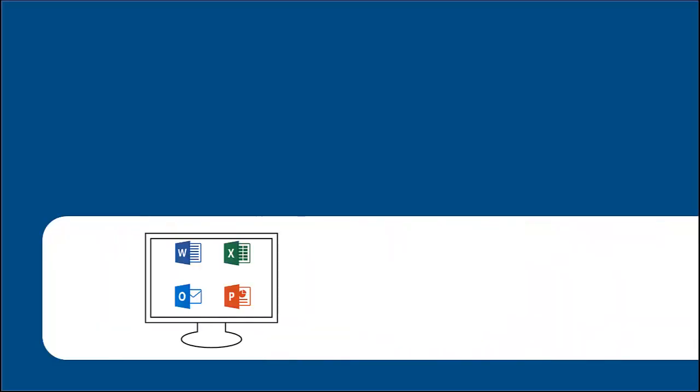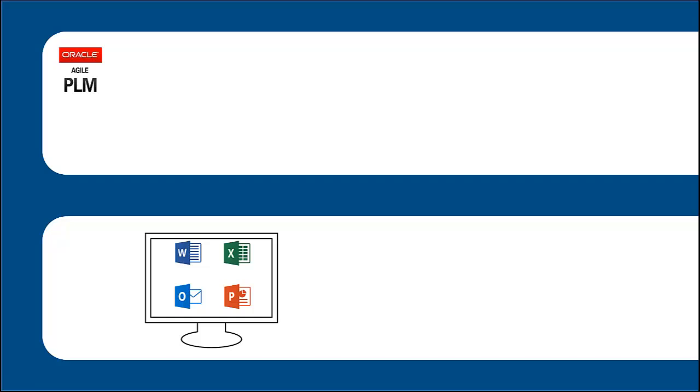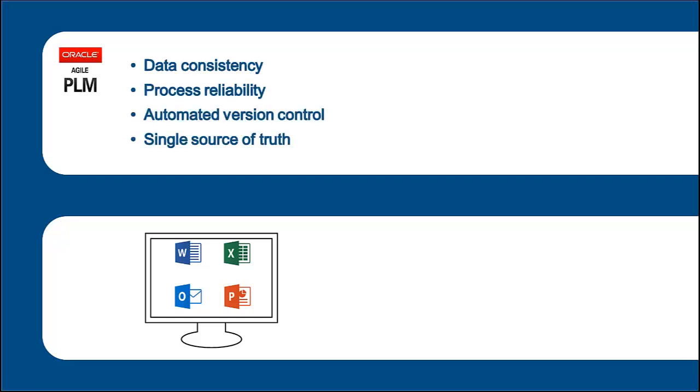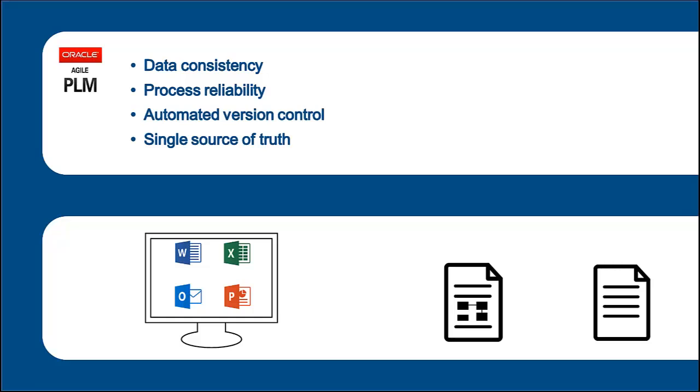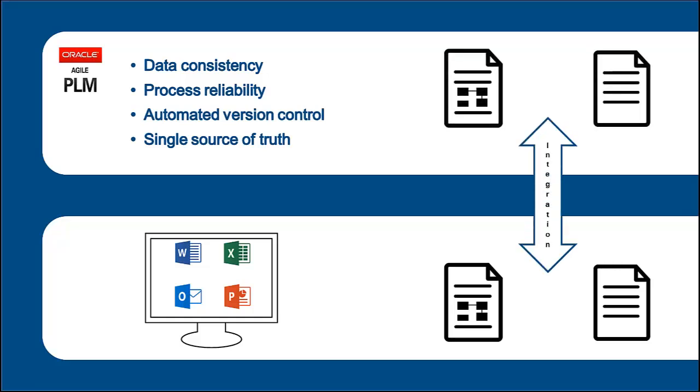Most companies use Microsoft Office applications for their daily business. Oracle Agile PLM helps you manage all of your relevant product data. Its main capabilities are the guarantee of consistent data, process reliability, and automated version control, all in one system as a single source of truth. For making these benefits available to your Office documents, an easy-to-use integration is needed.